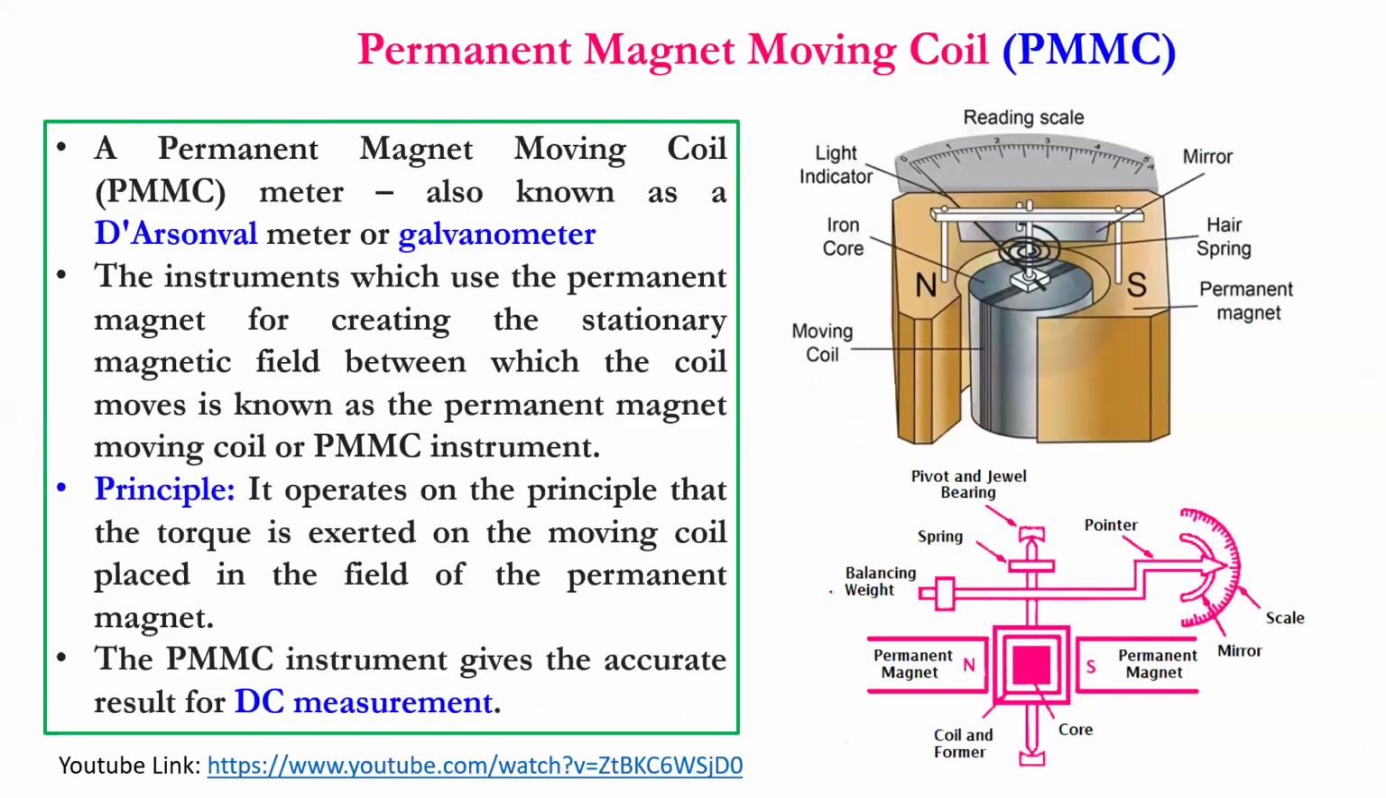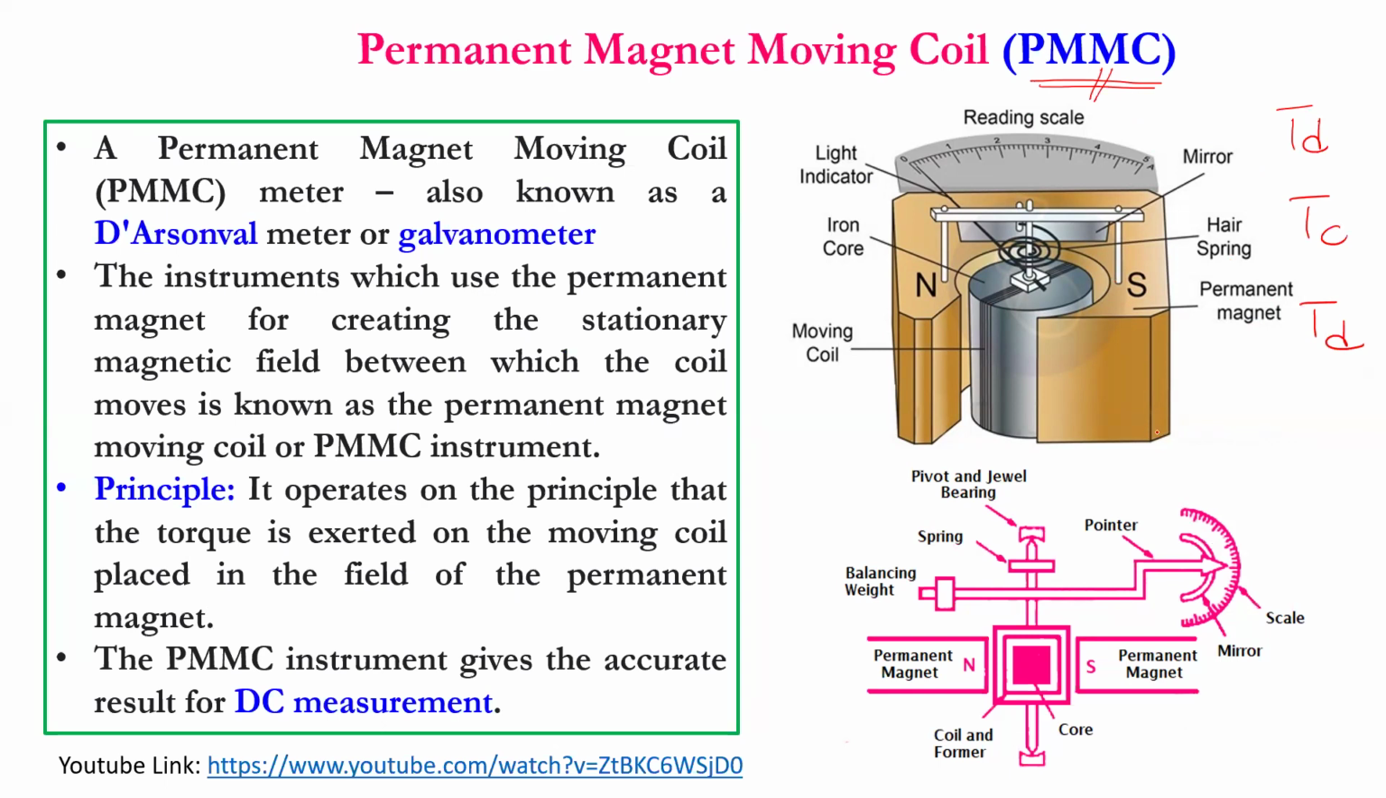Yeah, these are the essential requirements. For deflecting torque, we can use the motor principle. For controlling torque, spring or gravity. For damping torque, we may use air friction damping, fluid friction damping, and eddy current damping. Coming to the first instrument here, the permanent magnet moving coil instrument, PMMC. You have to remember the three essential requirements: deflecting, controlling, damping.